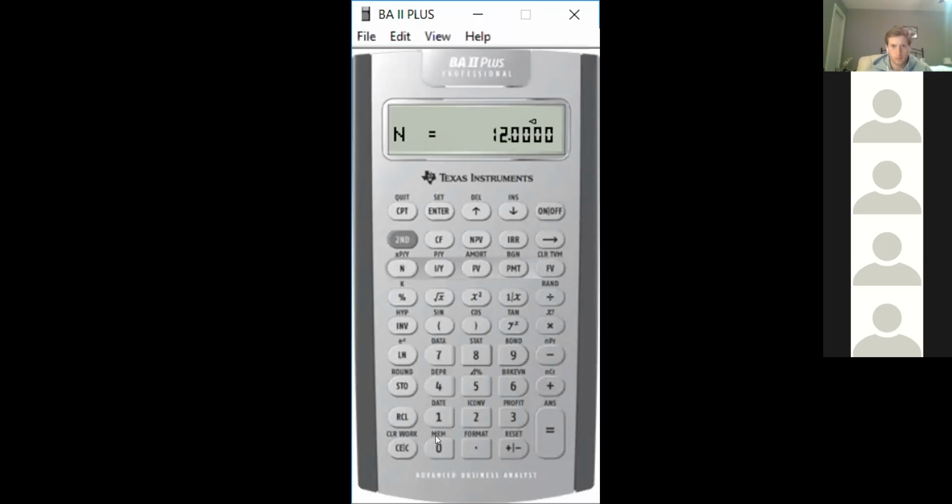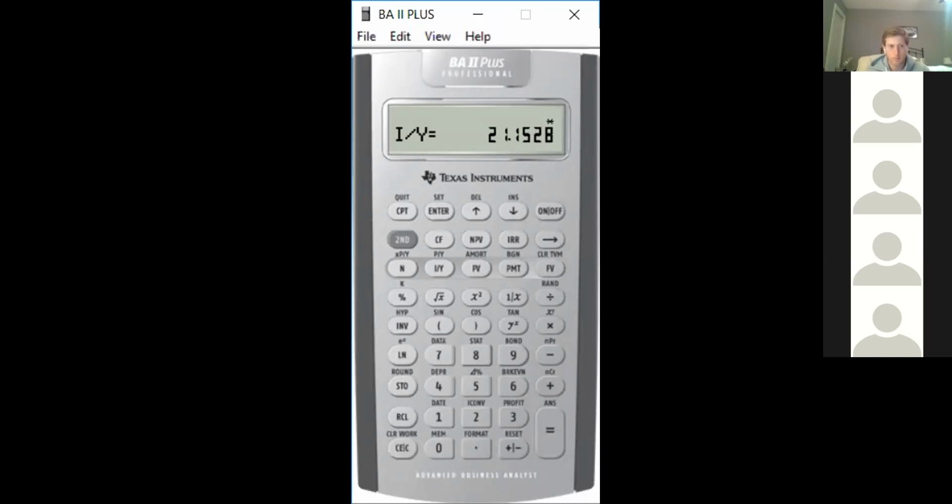I have a zero payment. And in the future, I'm going to have $50,000. I need $50,000. And so what I'm going to compute is what rate I need to earn. And rate is the same as I/Y. And so it comes up to be just over 21%.